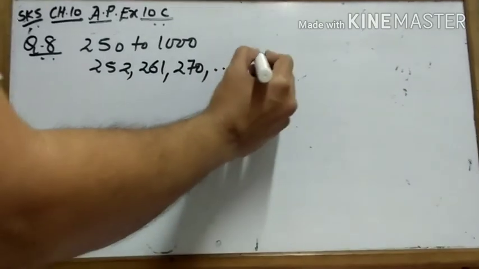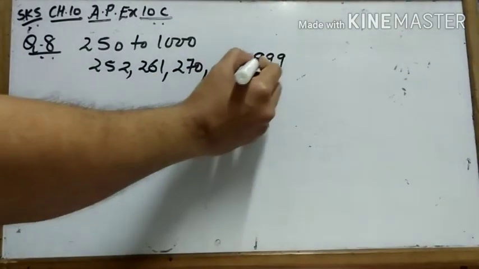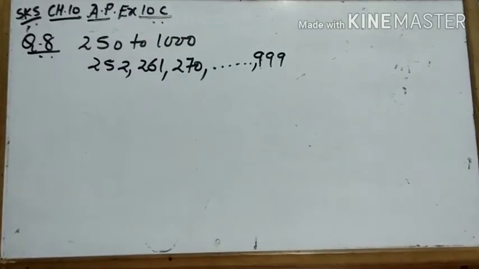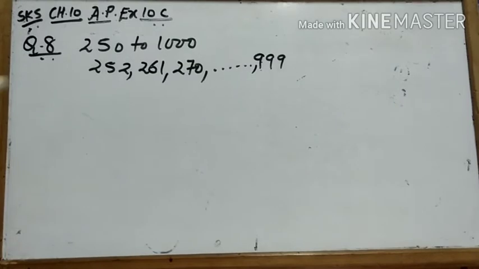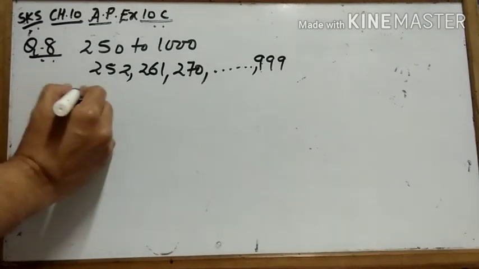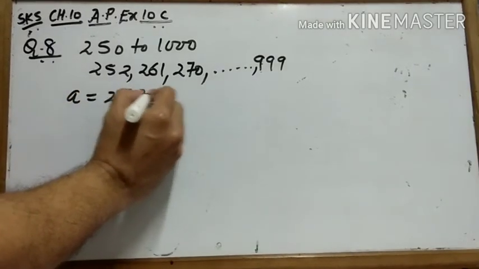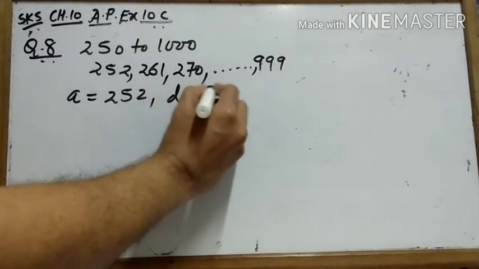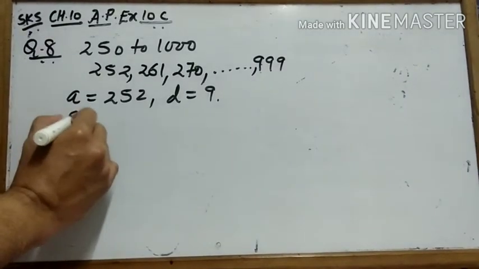Likewise, the last number which is divisible by 9 is 999. Why do I say last number here? Because we want maximum up to 1000. So these are all numbers which are divisible by 9 between 250 and 1000. If I look at this particular sequence, it is an AP with A equal to 252 and D equal to 9. And I am supposed to find out Sn.